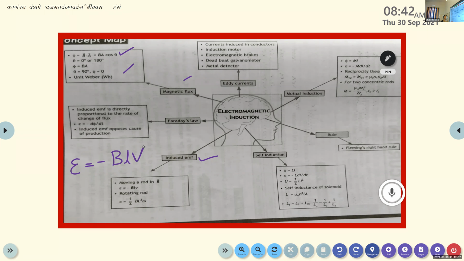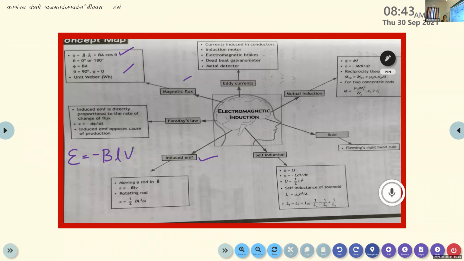where B indicates the magnetic field, L is the length of the conductor, and what does this v represent? Velocity. Here it is not the voltage or potential, it is the velocity, the speed of the conductor inside this uniform magnetic field. And this negative sign indicates the direction. So E is equal to negative BLv in the case of a straight conductor.